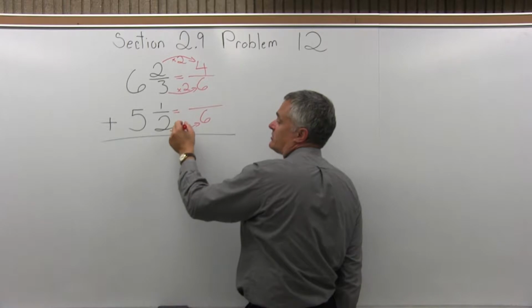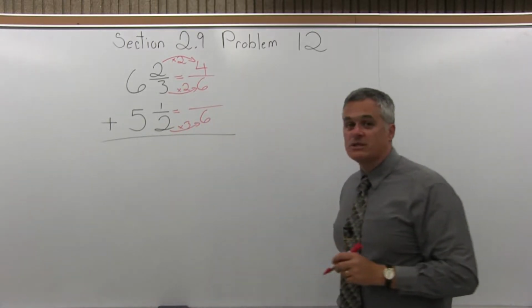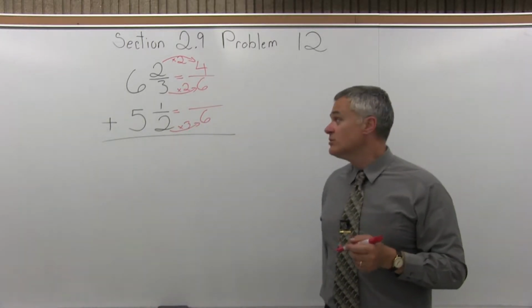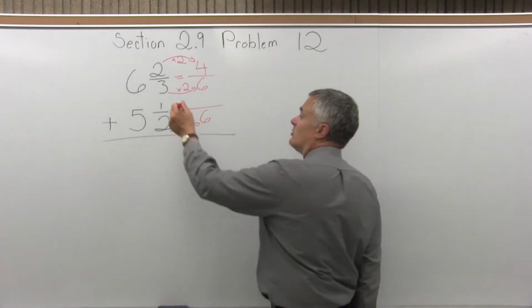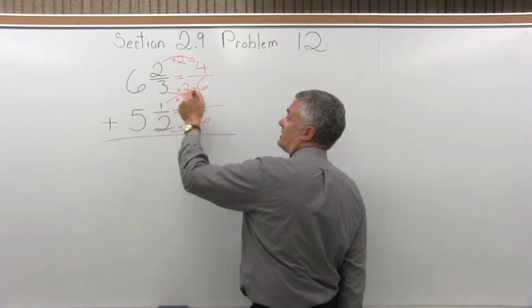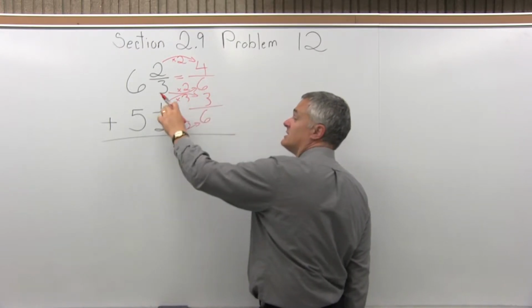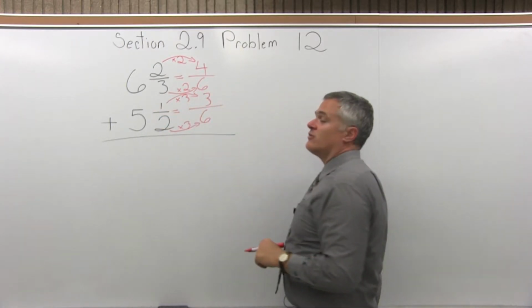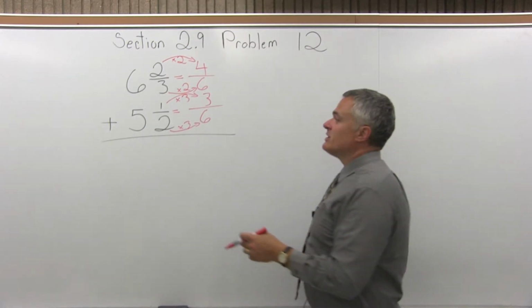Now for the lower fraction, do the same thing. Look at the denominator and ask yourself, 2 times what value makes a 6? Well, 2 times 3 is 6. So the numerator of the lower fraction gets multiplied times the same value, 3. So 1 times 3 is 3. Again, 3 over 6 is still a half, but I have it written in a form where I have a common denominator. So now I can add.